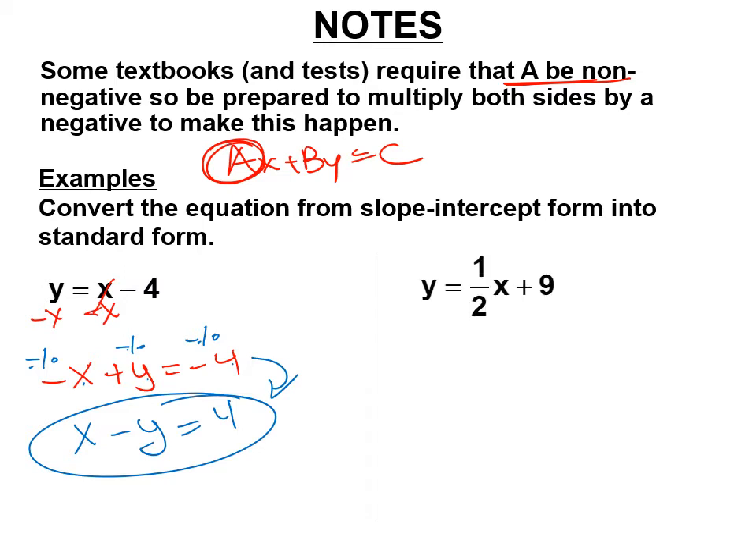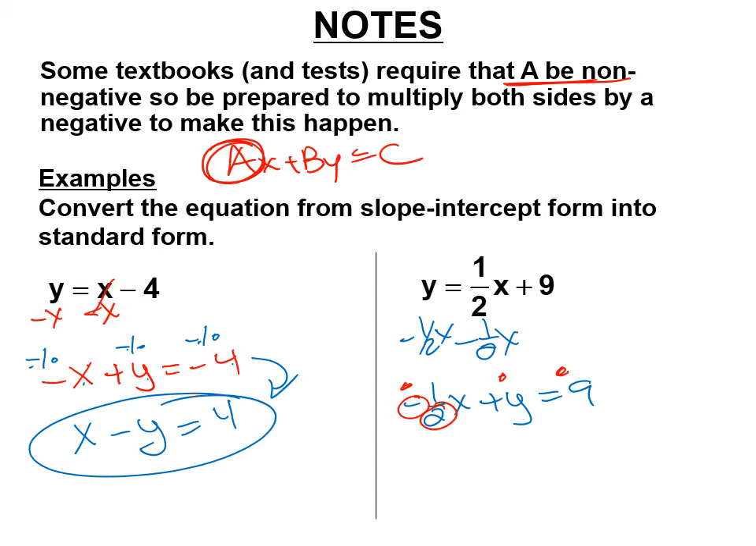Let's apply what we just learned to this next one. So we're going to subtract 1/2 x from both sides. We're going to write negative 1/2 x plus y equals 9. Now, what could we multiply by that will take care of the two things we need this time? We have to get rid of this 2 and we have to get rid of this negative. What could we do that would do both things simultaneously?